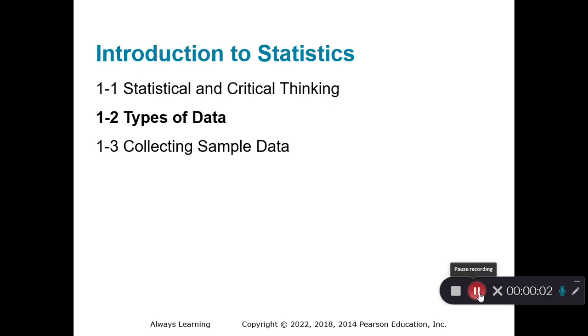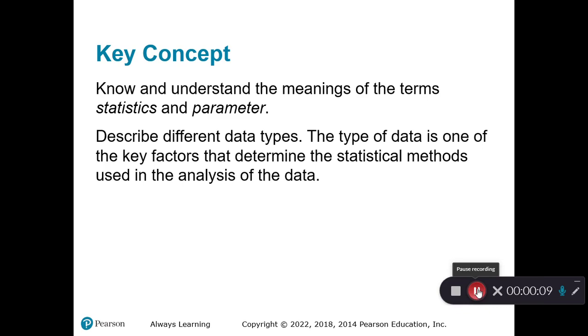In this section, which is the second section of Chapter 1, we're going to look at different types of data. In particular, we're going to talk about the difference between a statistic and a parameter, and then we're going to look at how data can be classified into one of several buckets, one of several types, depending on how it is presented.